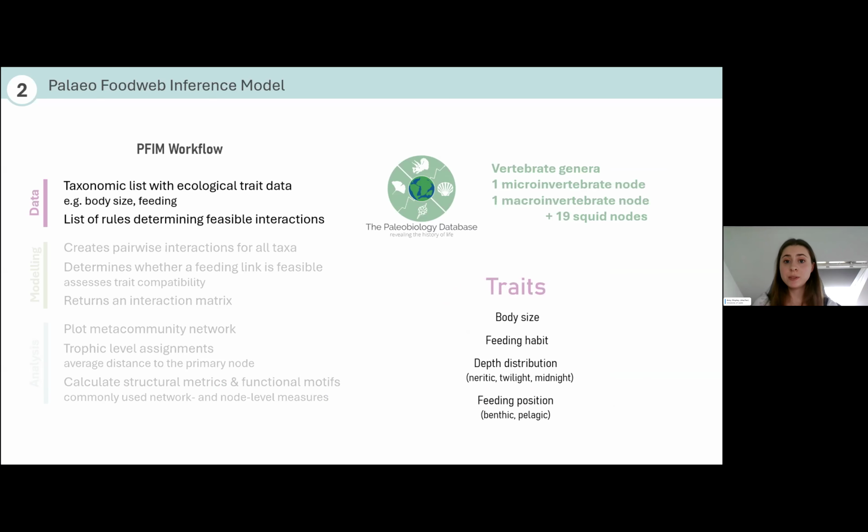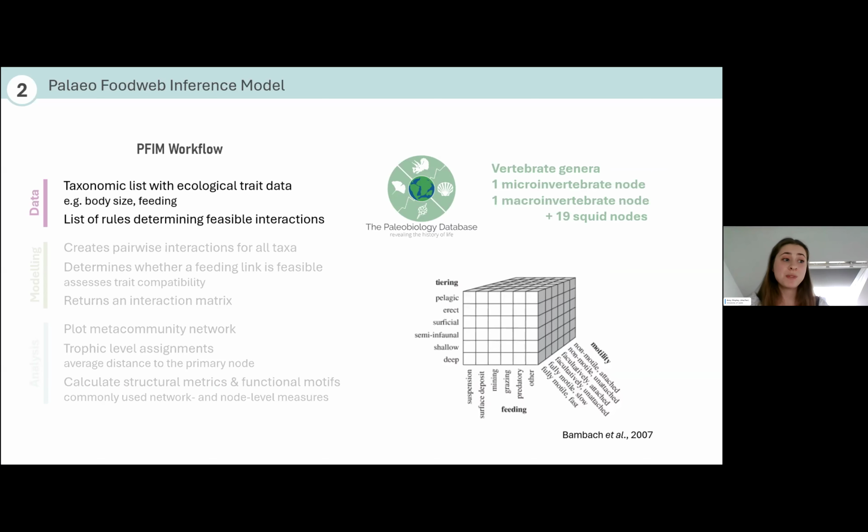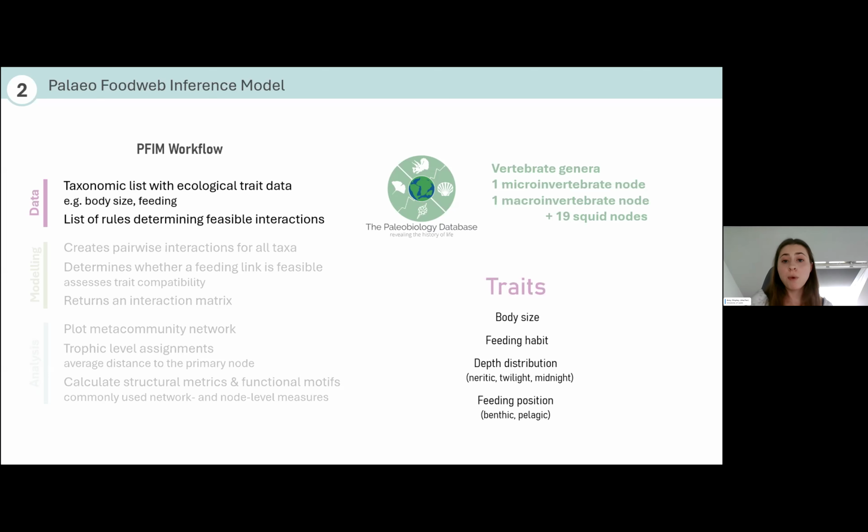I still have body size because body size is probably the most important trait when it comes to feeding interactions, and it basically is the foundation for optimal foraging theory. But in addition to that, I also had feeding habit. Feeding habit is pretty similar to the feeding category that we see here in Bambach's ecospace cube, but it's just a lot more specific. Where here they just have a category of predatory, I will have predatory, but then I will specify whether it's an invertebrate specialist, whether it can feed on fish, for example.